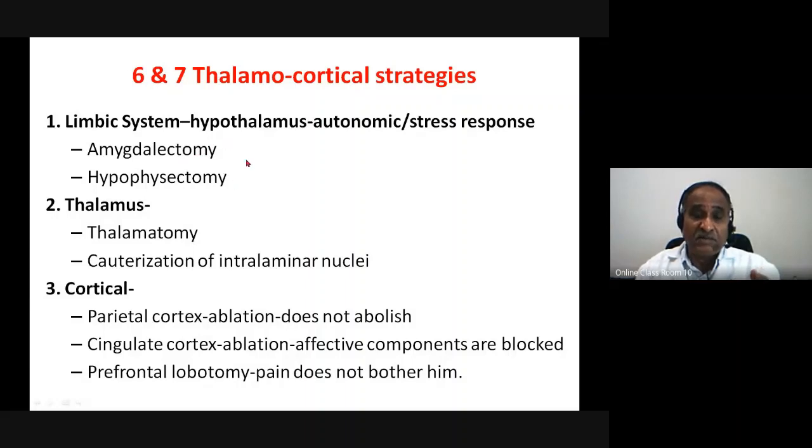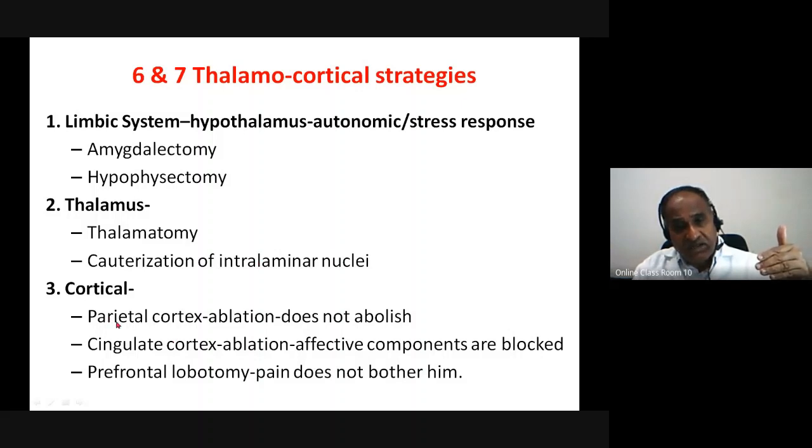The amygdala and the hypothalamus are connected to one another, so that is again another thing. It will have several other effects in the individual. Hypophysectomy, especially of the pituitary gland, means only hormone-dependent pain could be relieved.